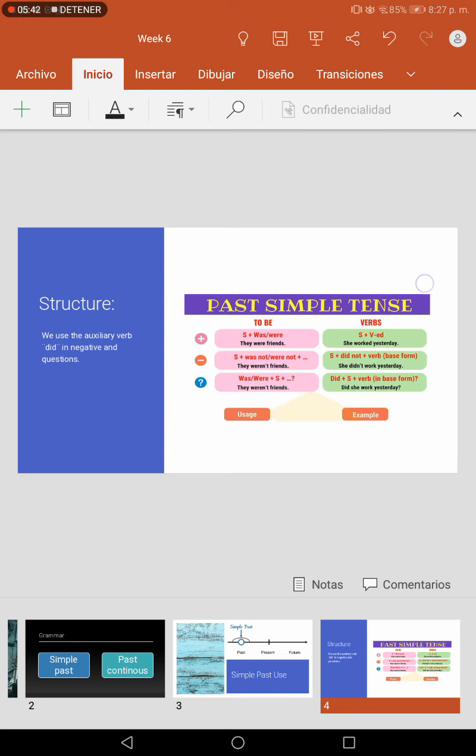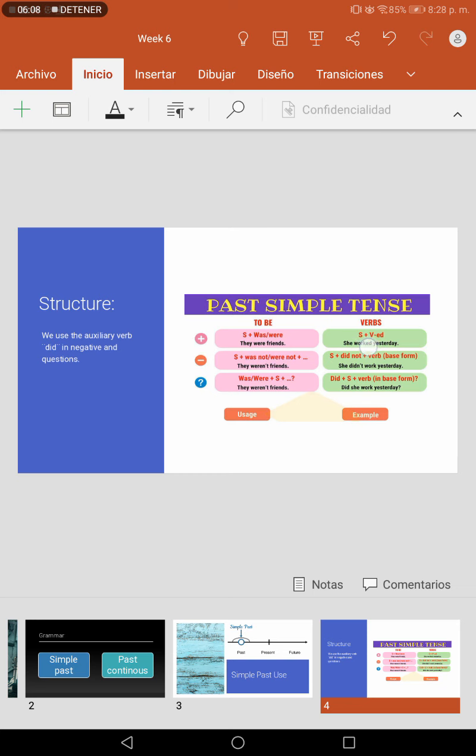Todos los que son regulares en su forma pasado van a terminar con ed. Los que son irregulares van a cambiar sus formas y hay que memorizarlos. So now it says, she worked yesterday. Ella trabajó ayer. If you see the verb, it's a regular verb. Es un verbo regular. ¿Cómo lo supimos? Why? Because it ends with ed.